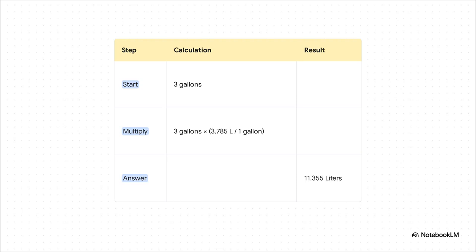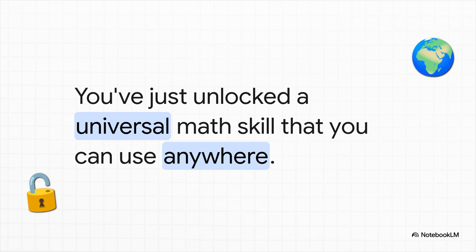Okay, ready? Let's check your work. You started with 3 gallons. You multiplied by the unit rate, 3.785 liters over 1 gallon. The gallons on the top and bottom cancel each other out, and 3 times 3.785 gives you 11.355 liters. If you got that, nice work. That's a lot of milk, by the way. What you just did wasn't just a math problem. It's a genuinely useful life skill. You now have a foolproof way to navigate a world that loves to use different measurement systems. It's a key you can use anywhere, from the highway to your own kitchen.